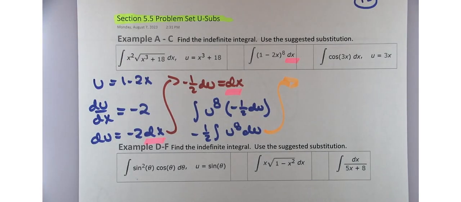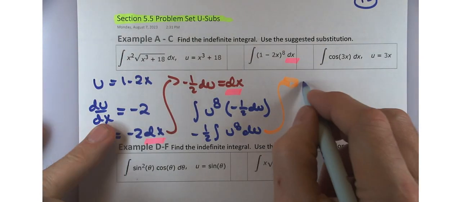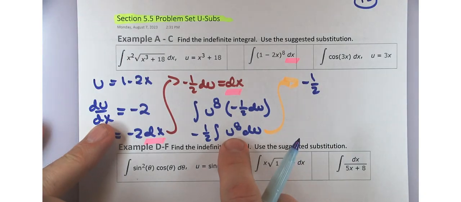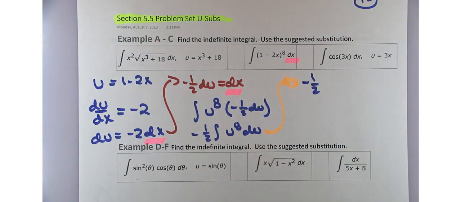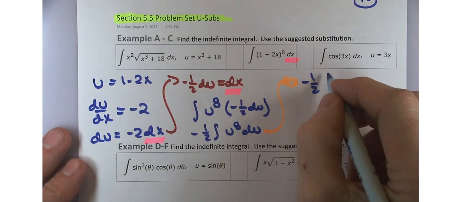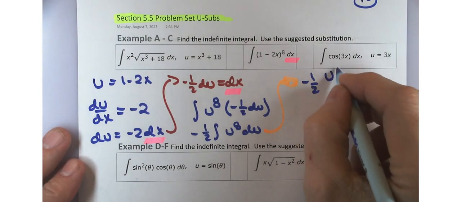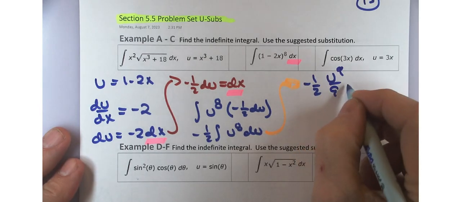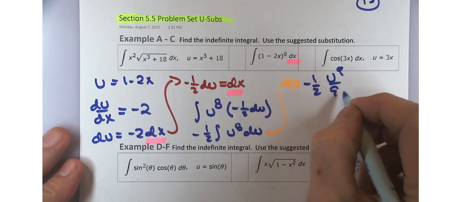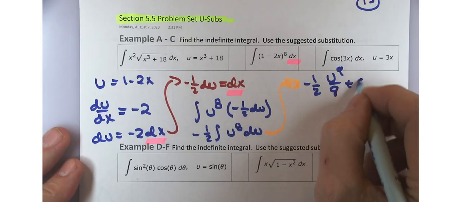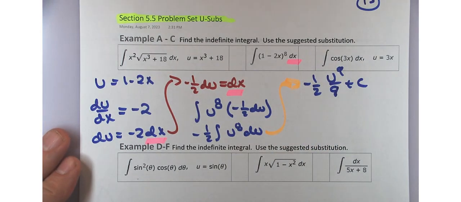Now don't try and do everything all at once. Let's just leave the minus 1/2 out in front. What's the antiderivative of u to the 8th? 8u to the 7th. 8 to u to the 9th. Oh, yeah, that's the derivative. Yeah, u to the 9th over 9. All right, so u to the 9th over 9 plus c. There you go. Plus c, our constant of integration.